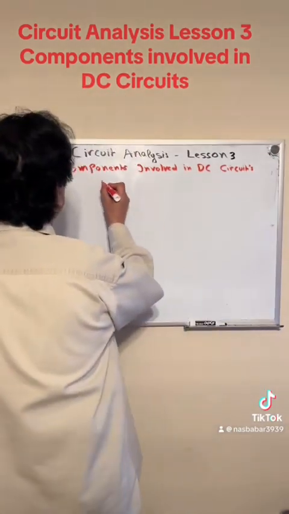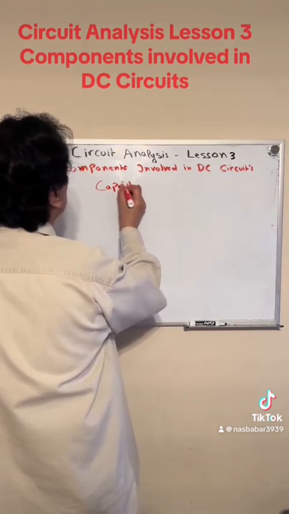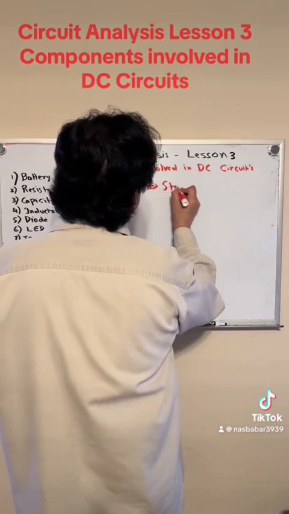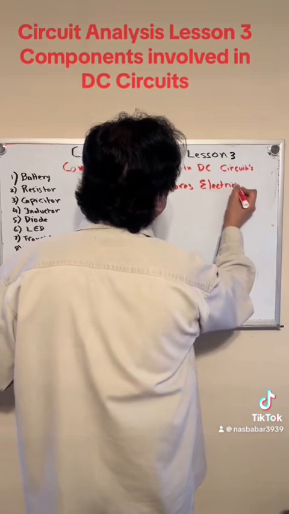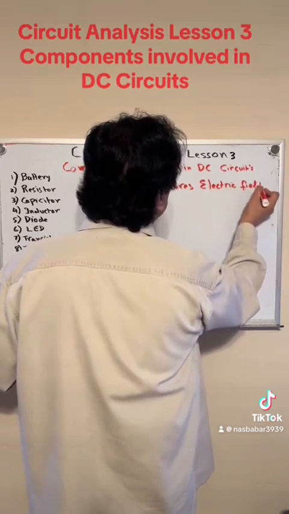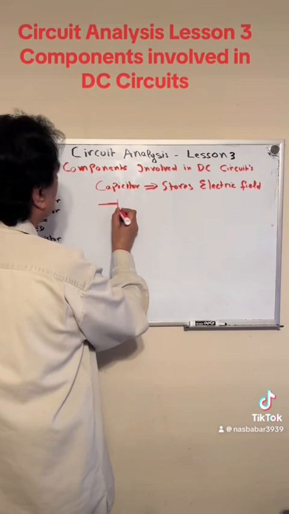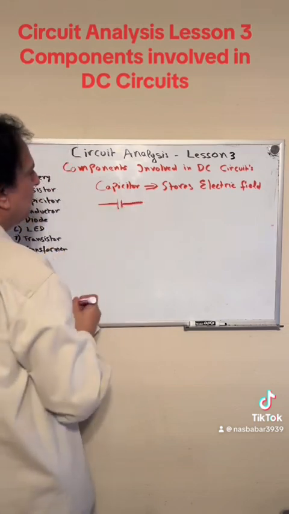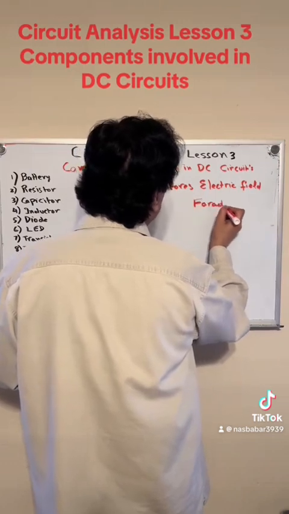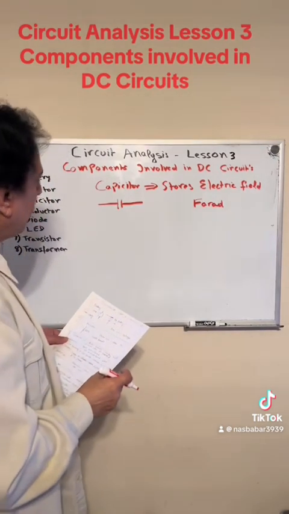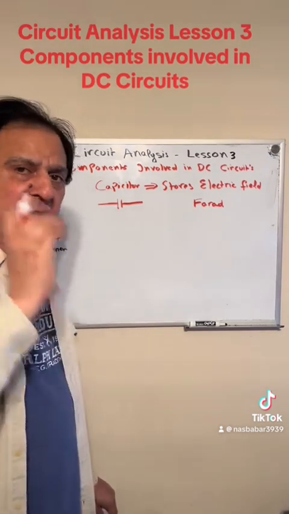So a capacitor is something which stores electric charge or electric field. And I'll give you an example also, which might make sense to you. The symbol of a capacitor is like this. This is a capacitor, and the unit of capacitance is farad. So basically what it does is that it stores the electric charge, and we use that charge as needed.